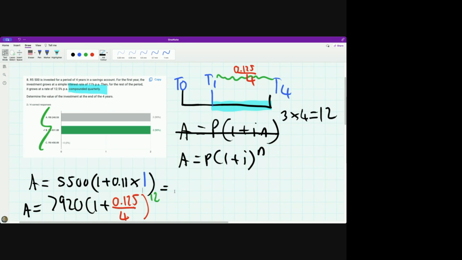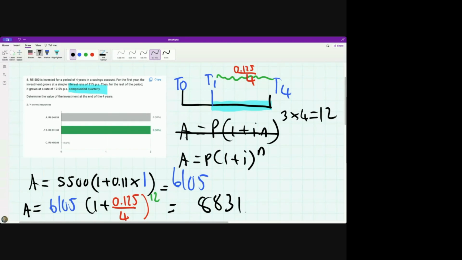1 plus 0.11 times 1. And then I get 6,105. Let's try this again. And maybe the question wasn't wrong. Maybe Mr. S was just having a moment. Let's check. 6,105 times 1 plus 0.125 over 4 to the power of 12. I get 8831.88, which means the correct answer is that one there.